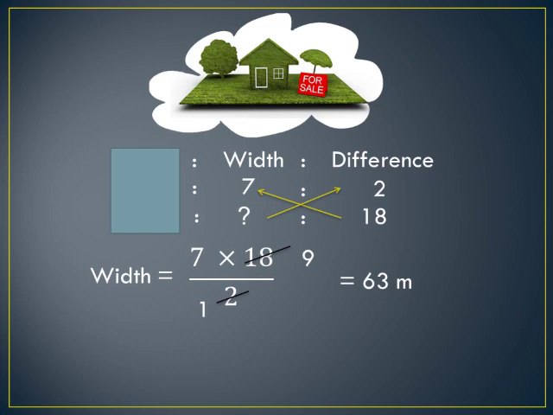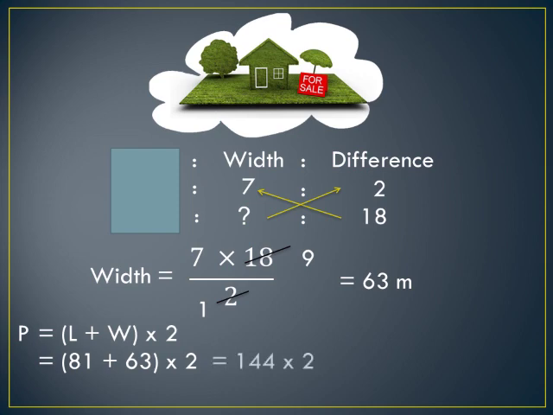In the question, he wants me to get length and width and perimeter. Perimeter of rectangle, length plus width, all by 2. Length equals 81, width equals 63. 81 plus 63 equals 144. By 2 equals 288 meters.